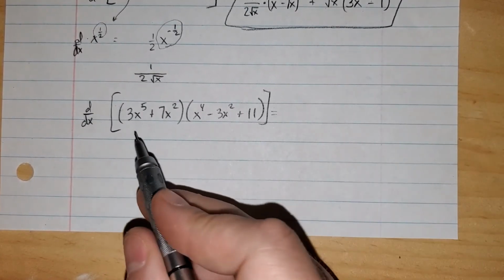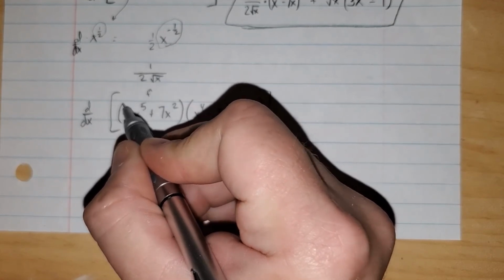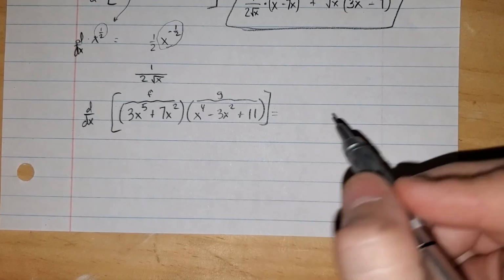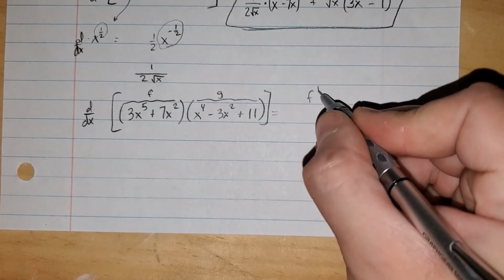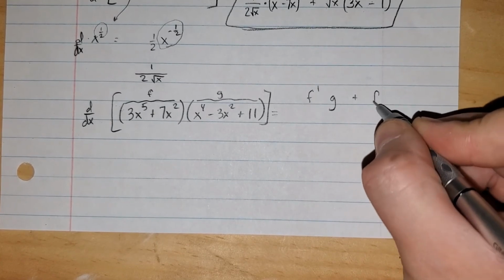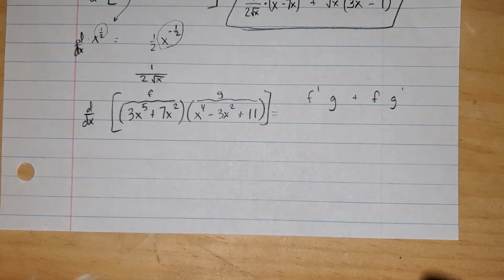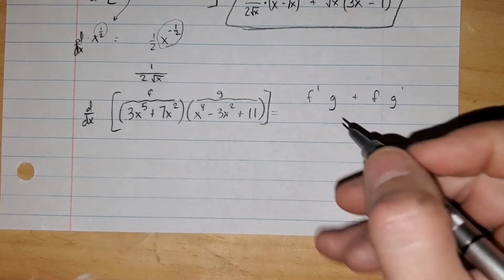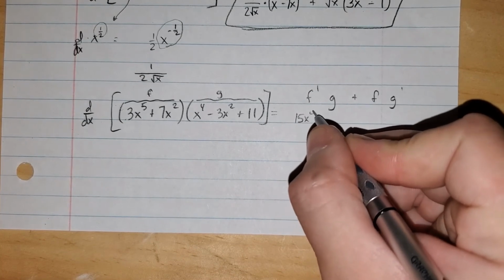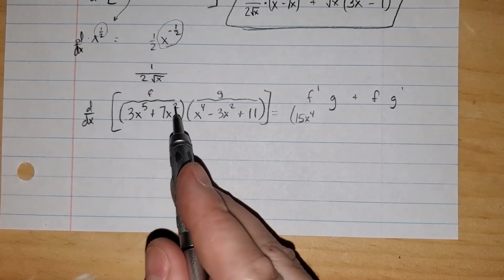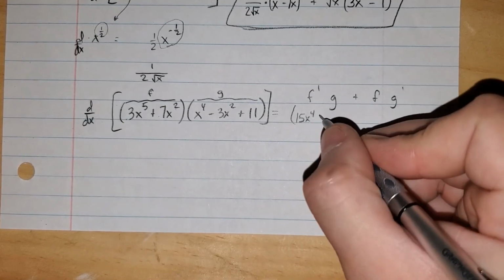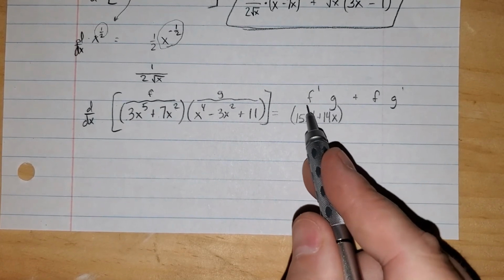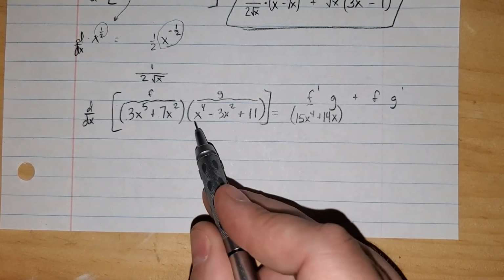So, again, we're going to label our functions. This will be f, and this will be g. And I'm always going to write my rule, f prime g plus f g prime. Cool. Find f's derivative. Well, 3 times 5 is 15. Reduce it by 1, you get 15x to the 4th. And then 7 times 2 is 14. Reduce it by 1, you get 14x. That is f prime.